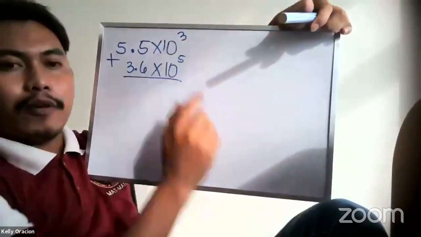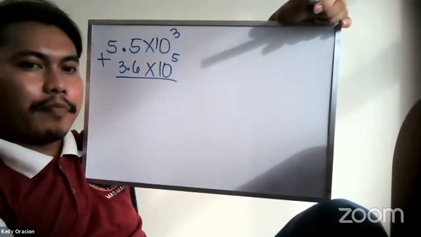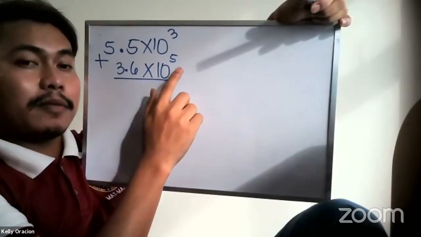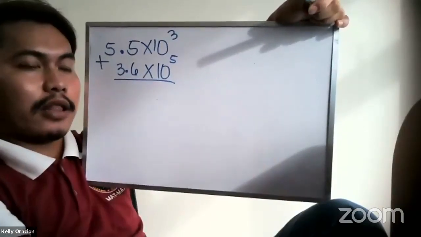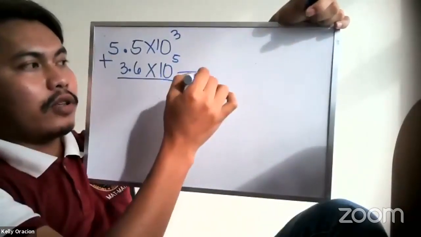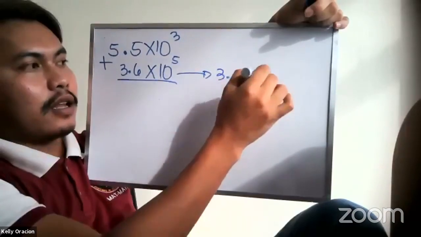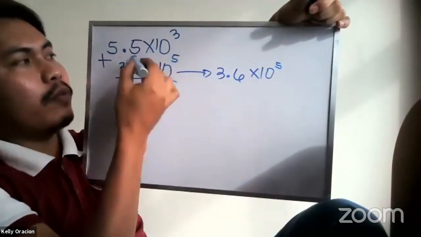3 and 5 yung exponent. Now, sino yung mas malaki ang exponent? Ito. Ito nga sa baba ang mas malaki. Yes, very good. Si 3.6 yung mas malaki ang exponent. So, you need to follow this one. Copy mo lang ito, 3.6 times 10 raised to 5. Yan. Now, anong gawin mo dito?